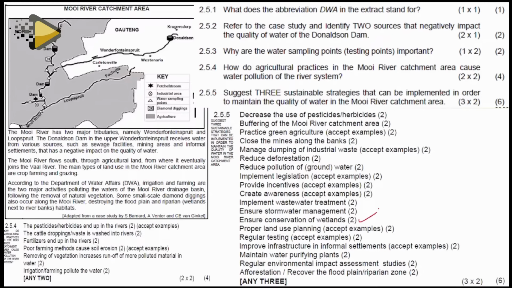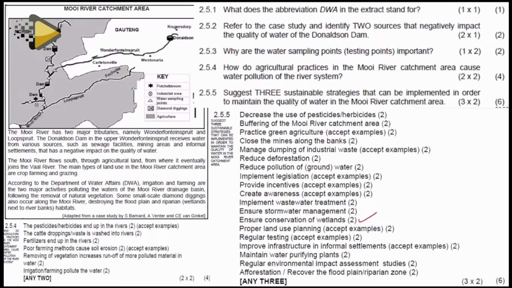And then in order to preserve water, we can also conserve wetlands. You know what wetlands do? Wetlands are going to clean a river. They serve as a sponge. They absorb the impurities and allow the water to flow, and the water is cleaned. So when it comes to these strategies, they are very practical and very applicable, and you need to think thoroughly about them.